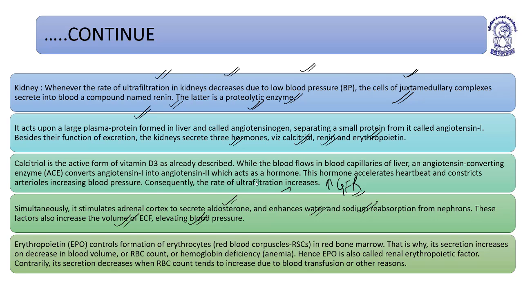That is why its secretion increases on decrease in blood volume, hypovolemia, or RBC count, or hemoglobin deficiency, that is anemia. Hence, erythropoietin hormone is called renal erythropoietic factor. Contrarily, its secretion decreases when RBC count tends to increase due to blood transfusion or other reasons.